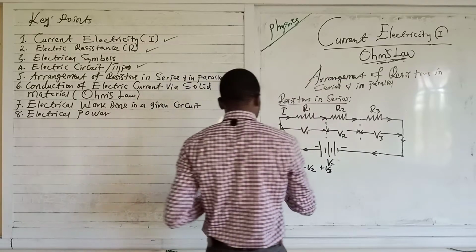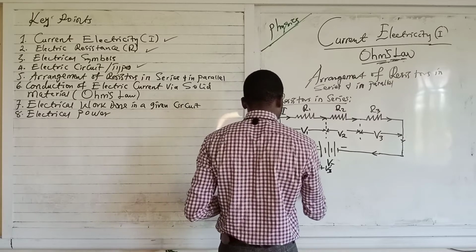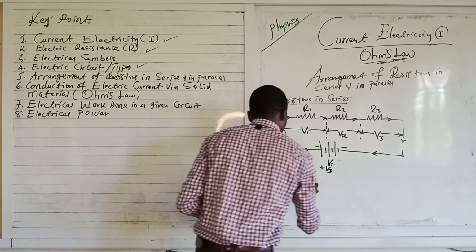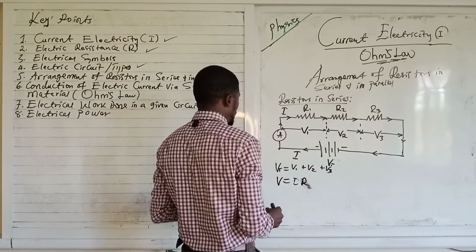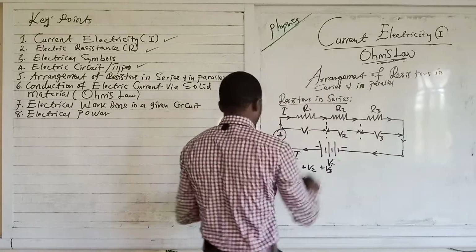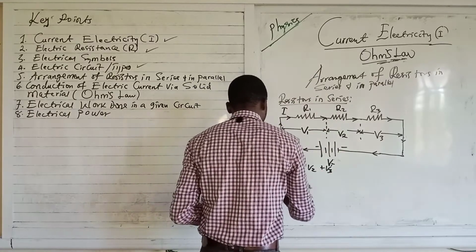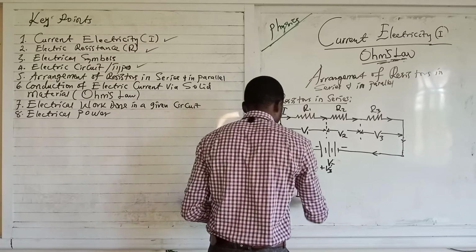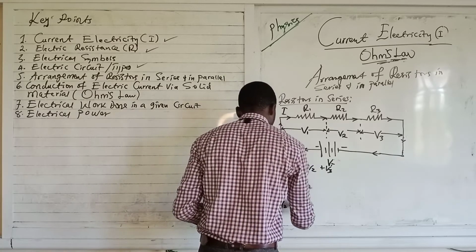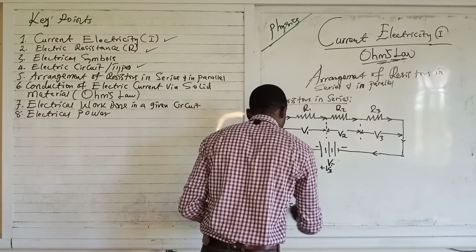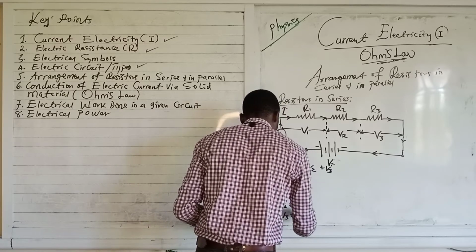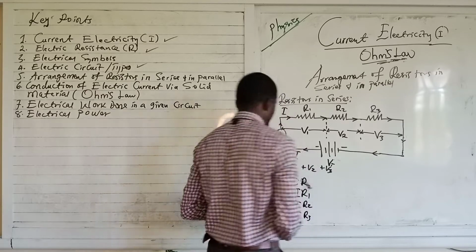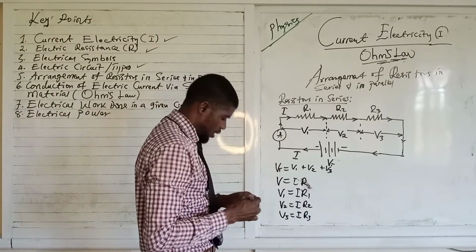From Ohm's law, you know that V is equal to IR. Since you're going to have the same current, V1 is going to be IR1, V2 is going to be IR2, and V3 is going to be IR3.